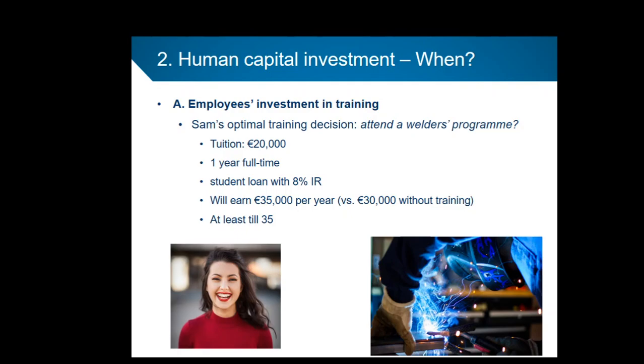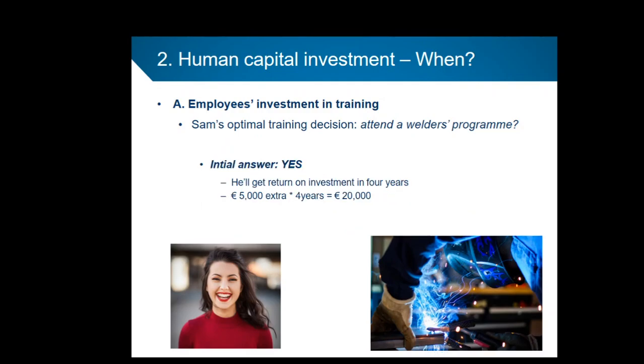In the year 2037, when she's 35, she expects robots will totally take over the place, so her welding skills will become obsolete, and then she will go back to earning 30,000 a year. So basically, she expects that she will only enjoy the benefits for a little less than 20 years. Now, the question is, should Sam invest in this training or not? Now, this is an example of an optimal training decision.